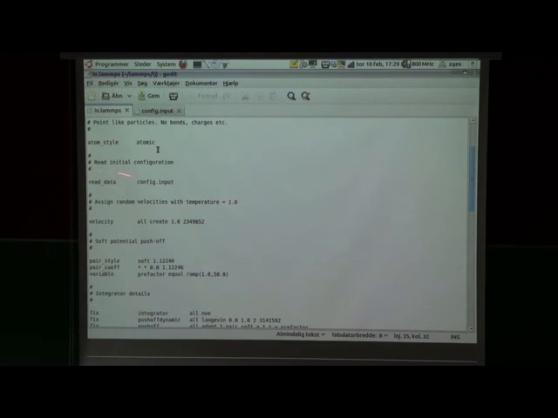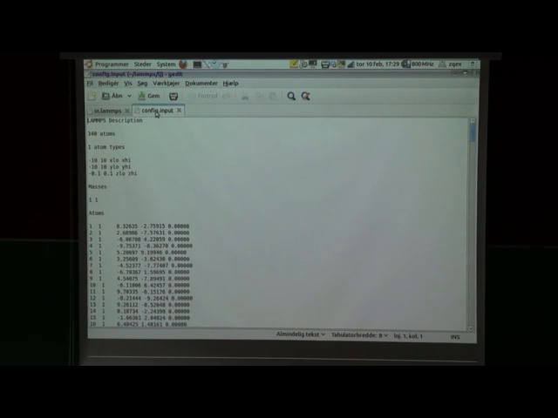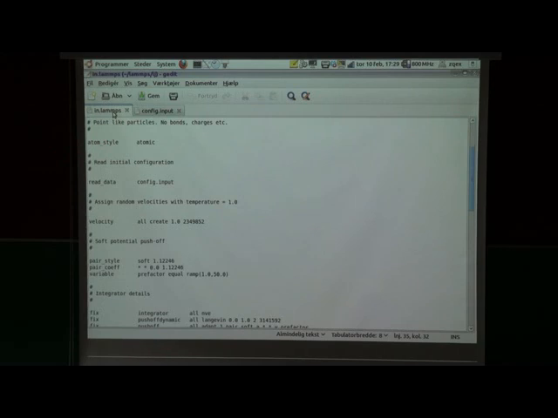Read data: we need to read in the initial configuration, which is called config.input. And what does config.input look like? It specifies how many atoms there are, how many types of atoms, how big the simulation domain is, and what the coordinates of the atoms are. These are just random; I put them in randomly. Then we need to specify the velocities. I just generate a Gaussian distribution of velocities with some average, like 1.5 or 1.0, it doesn't really matter.